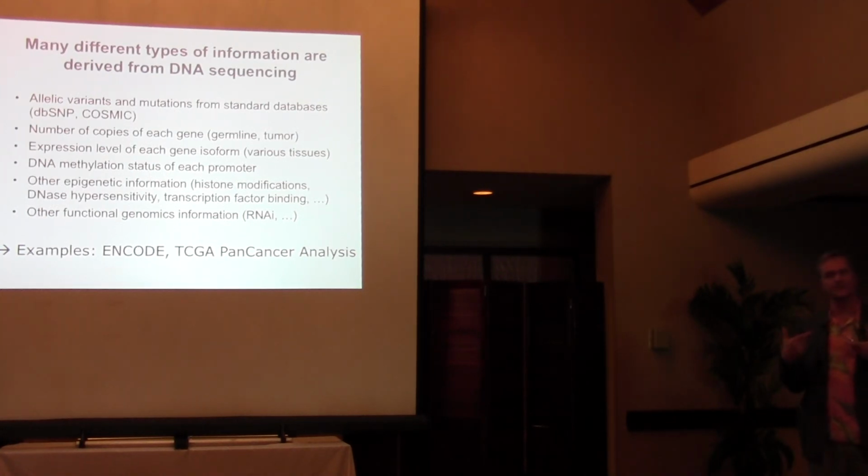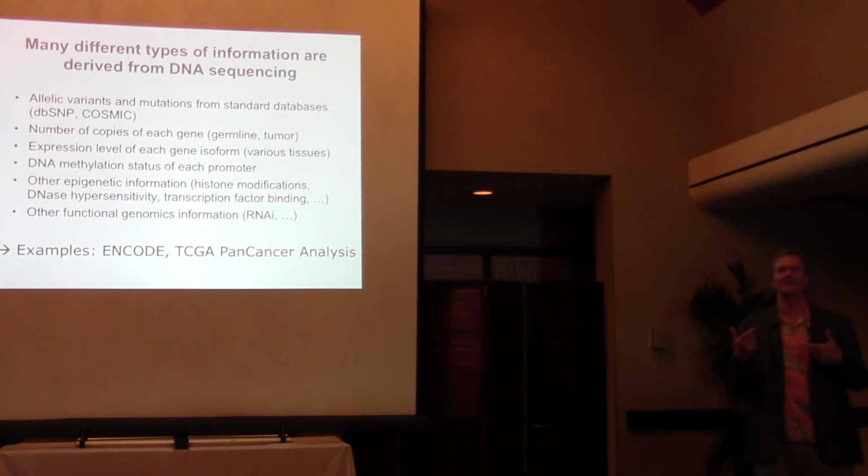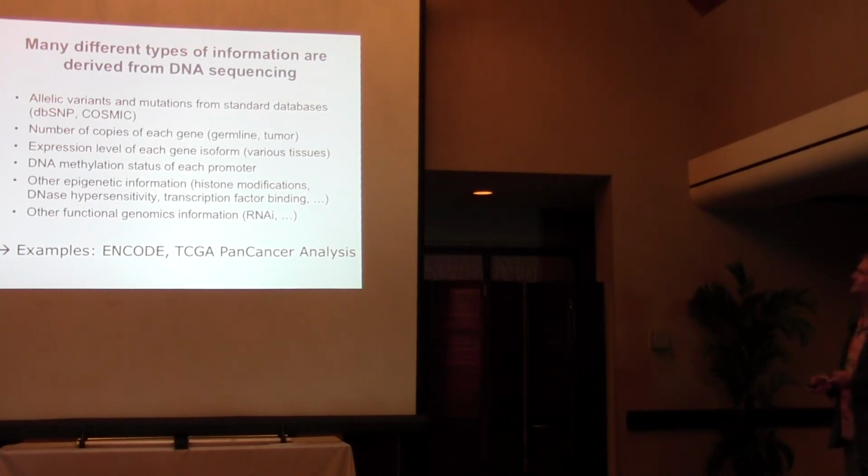The current situation is that there's one reference genome. It's basically this guy from Buffalo that is forever anonymous and was sequenced by the Reference Human Genome Project. So we want to represent more of human variation in our reference genome. There are many other things you can get from DNA. We've talked about getting allelic variants and mutations. You can compare them to standard databases like dbSNP and COSMIC that contain records of all of these, but ultimately that should be in the one big sequence graph.